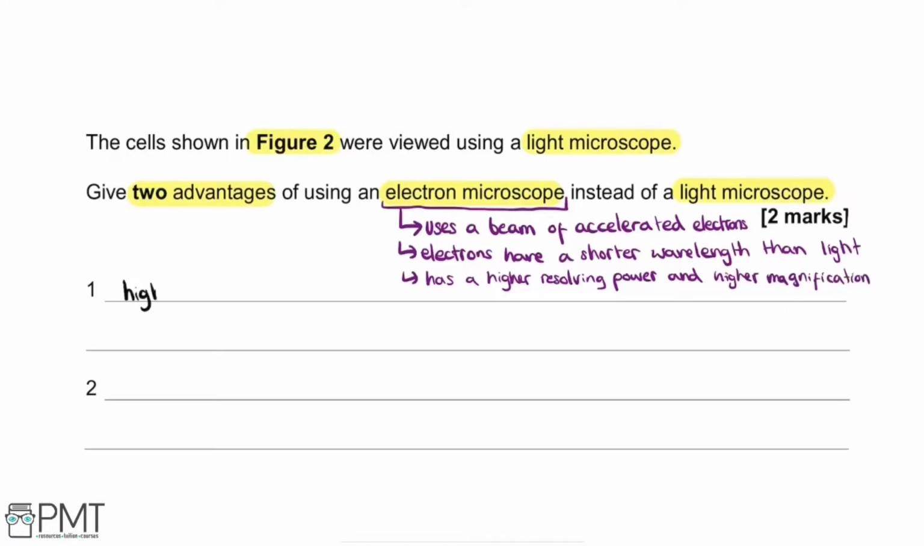So those last 2 are what you can put for your answer. You can say that it has a higher magnification, and then you could say that it has a higher resolution or a higher resolving power.